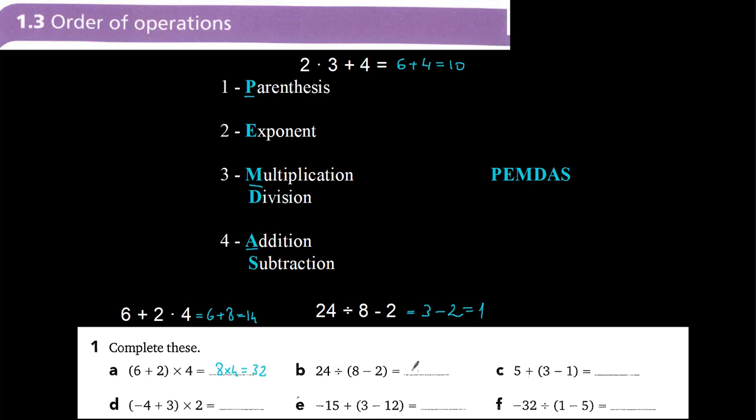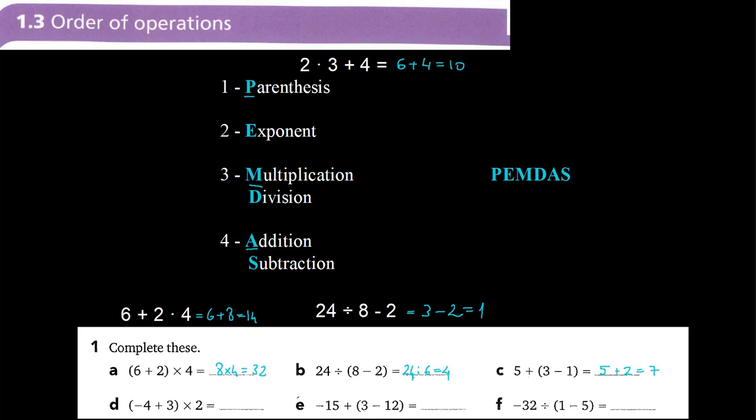Or 24 divided by, in parentheses, 6 minus 2, which is equal to 4. So first I solve inside the parentheses, 6 minus 2 equals 4, and 24 divided by 4 is going to be equal to 6. And here, 5 plus 3 minus 1. Firstly, I'm going to solve inside the parentheses. 5 plus 2 is equal to 7. As you see from these exercises, first we apply the rules with respect to this order.